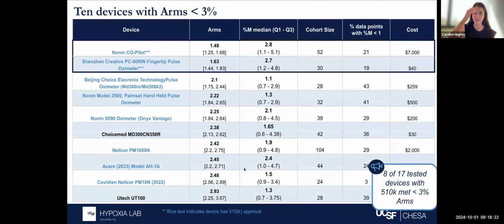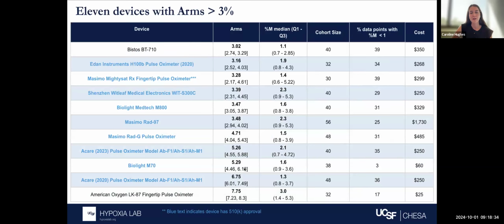And then just to emphasize again on that last slide, we see 8 of our 17 devices that had 510(k) approval meeting an ARMS of less than or equal to 3%. All right, next slide, please. All right, so here we see the remaining devices. 11 devices had an ARMS of greater than or equal to 3%. Once again, devices listed in blue are devices with 510(k) approval. We would have expected these devices to meet an ARMS of less than or equal to 3% in the testing because that is part of the 510(k) approval process.